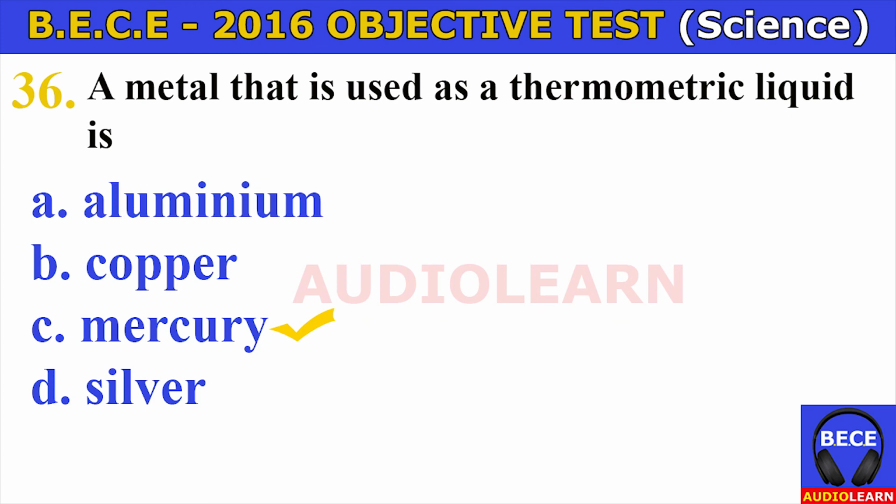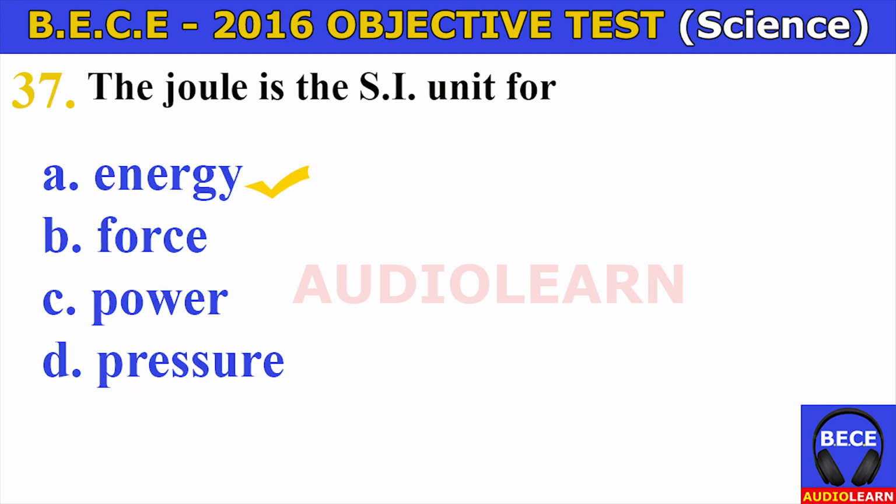Number 36. A metal that is used as a thermometric liquid is A. Aluminium, B. Copper, C. Mercury, D. Silver. And the answer is C. Mercury. Number 37. The joule is the SI unit for A. Energy, B. Force, C. Power, D. Pressure. And the answer is A. Energy.